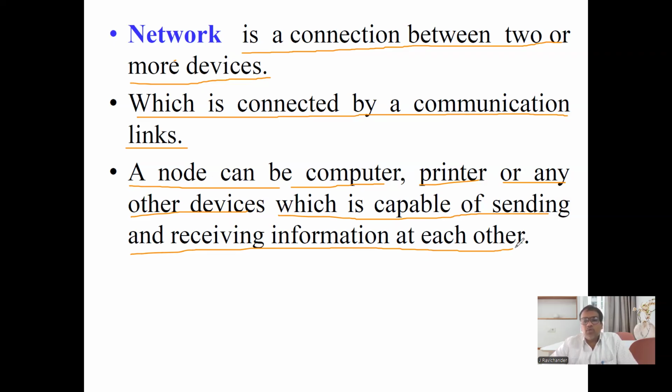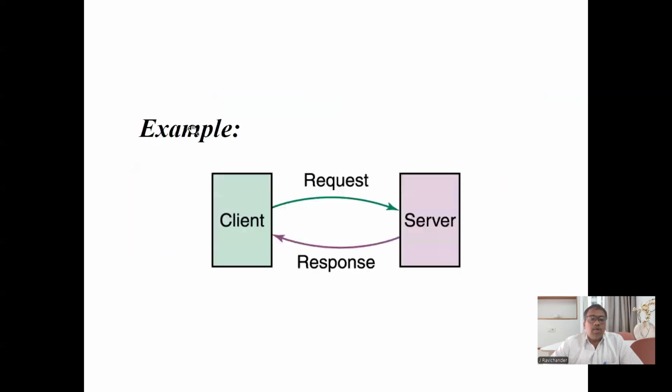Network is a connection between 2 or more devices which is connected by communication links. A node can be a computer, printer, or any other device which is capable of sending or receiving information to each other. This is called a network. Now coming to example. In the network, basically there are 2 types of nodes. One is client, another one is server.